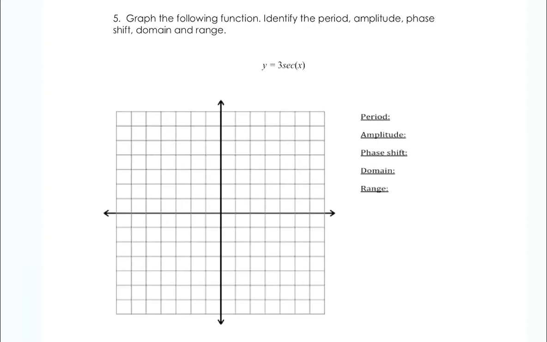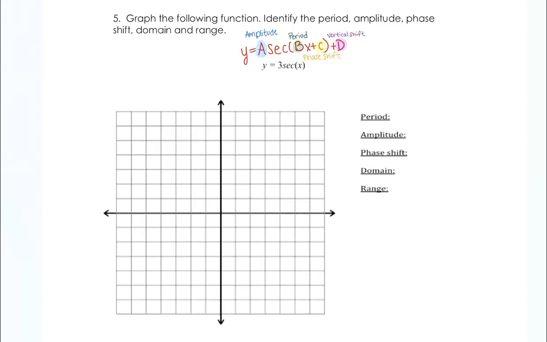So I'm going to pull up a model that I always use for reference. y equals a secant of (bx plus c) plus d. So here in this model, a represents amplitude, b is going to help us find the period, c is our phase shift, and d is our vertical shift.